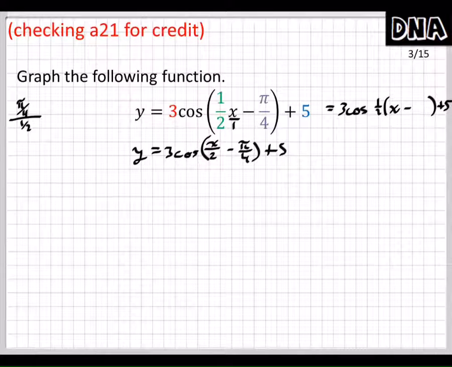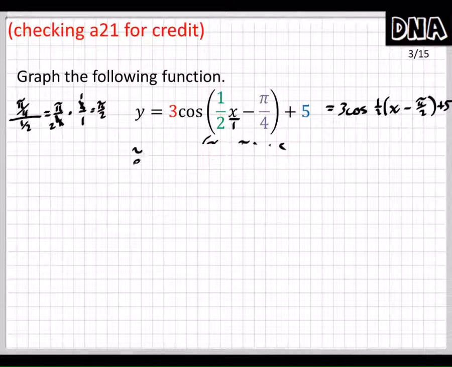Pi over 4 divided by 1/2. When you divide by a fraction, what do you do? Multiply by the reciprocal. So I'm going to go pi over 4 times the reciprocal of 1 over 2, which is 2 over 1. So we can cross cancel here. That's a 1, that's a 2. And we would get pi over 2. So we have pi over 2 that goes in that spot right here. Pi over 2, that's going to be our phase shift. That's what's going to tell us what our phase shift is. Okay, let me get rid of this and we'll keep going.